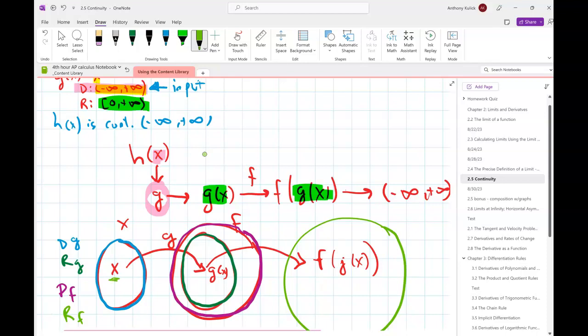So I was able to put anything in at g, so I can get anything back out at f, because all the way along, the range for g was a subset of the domain of f. And because g is continuous over its entire domain, and f is continuous over its entire domain, and the domain of f contains the range of g, they're just continuous everywhere.